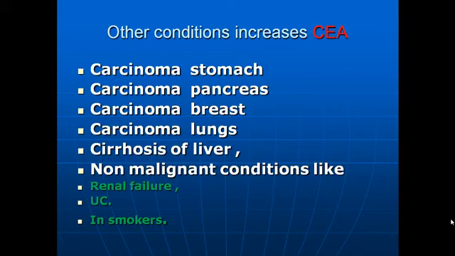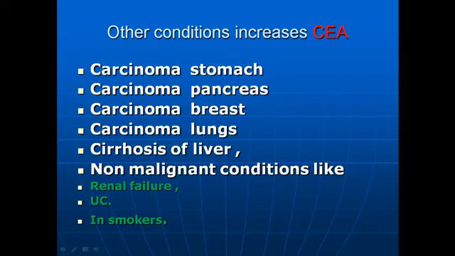So you have to tell, sir, you will find increased level of CEA in case of carcinoma stomach, carcinoma of the pancreas, carcinoma of the breast, and carcinoma of the lung, that is bronchogenic carcinoma. And there are some non-malignant conditions where you may find increased level of the carcinoma embryonic antigen. Among these, there are cirrhosis of the liver, renal failure, ulcerative colitis, and it is also increased normally in chronic smokers. So this is a very important thing in the Viva examination.